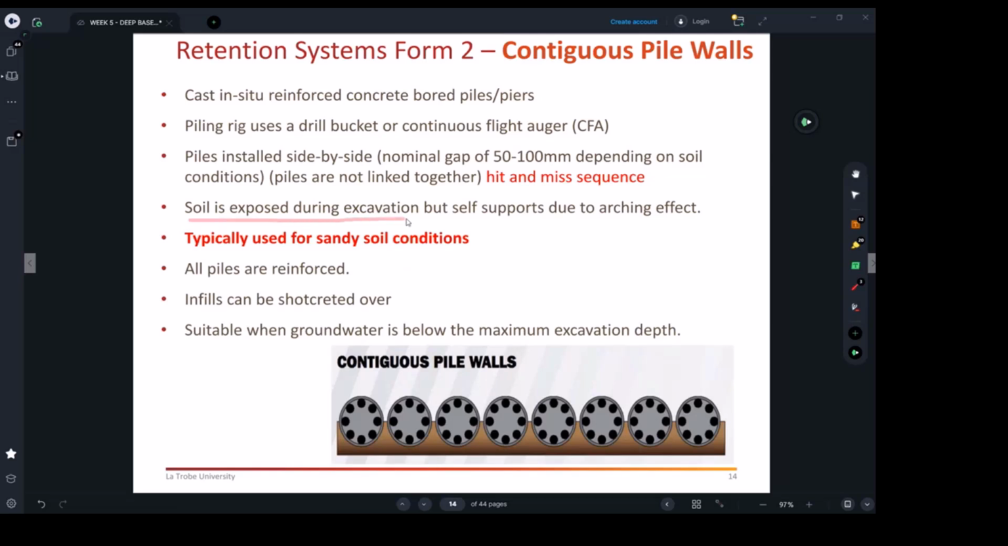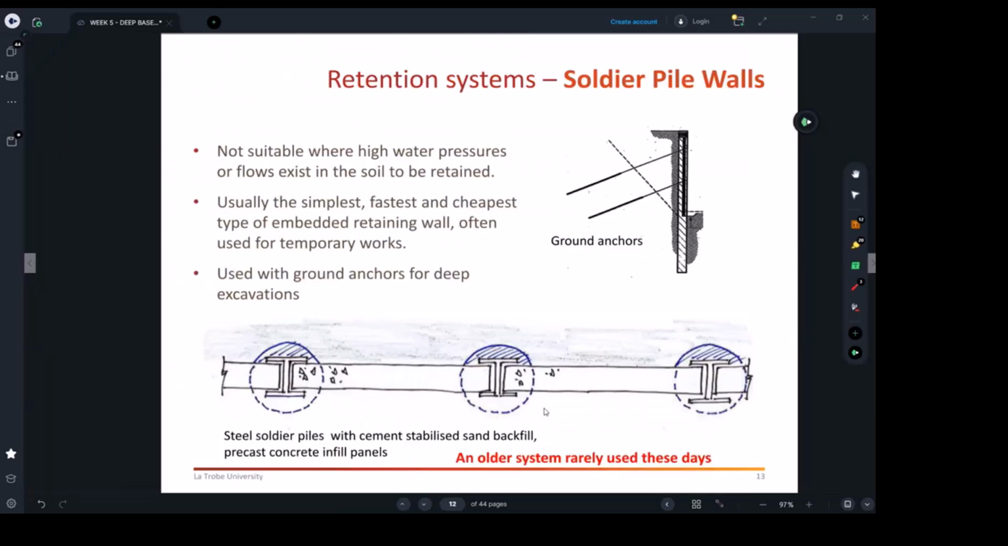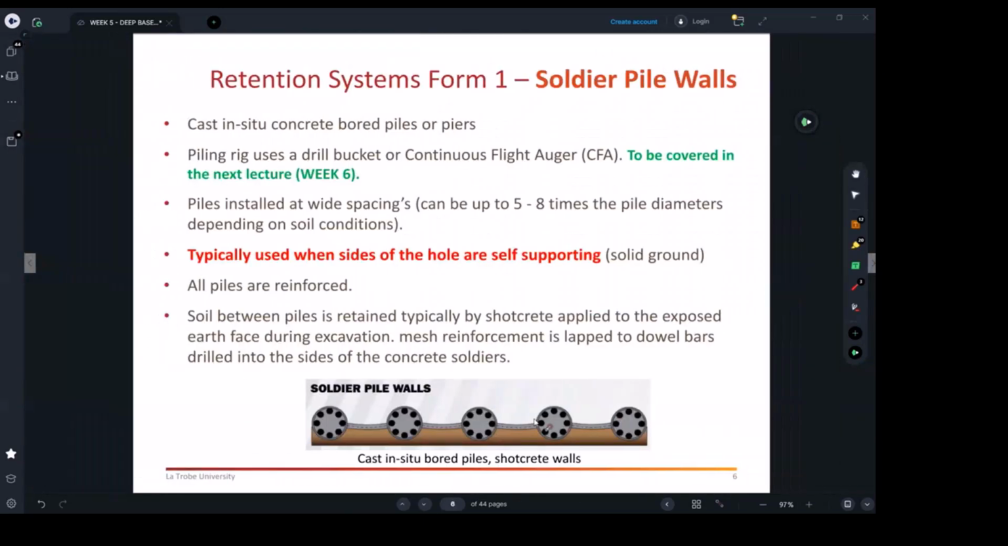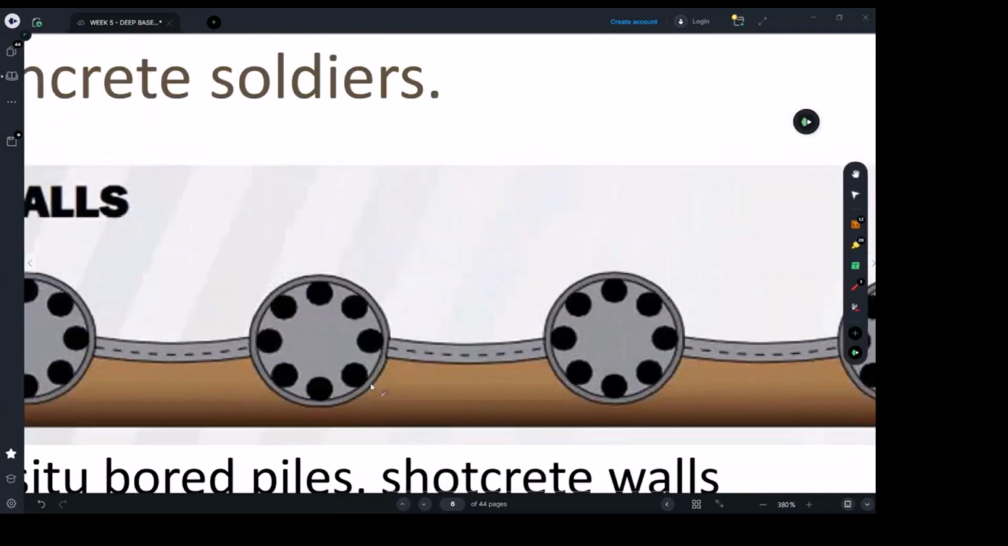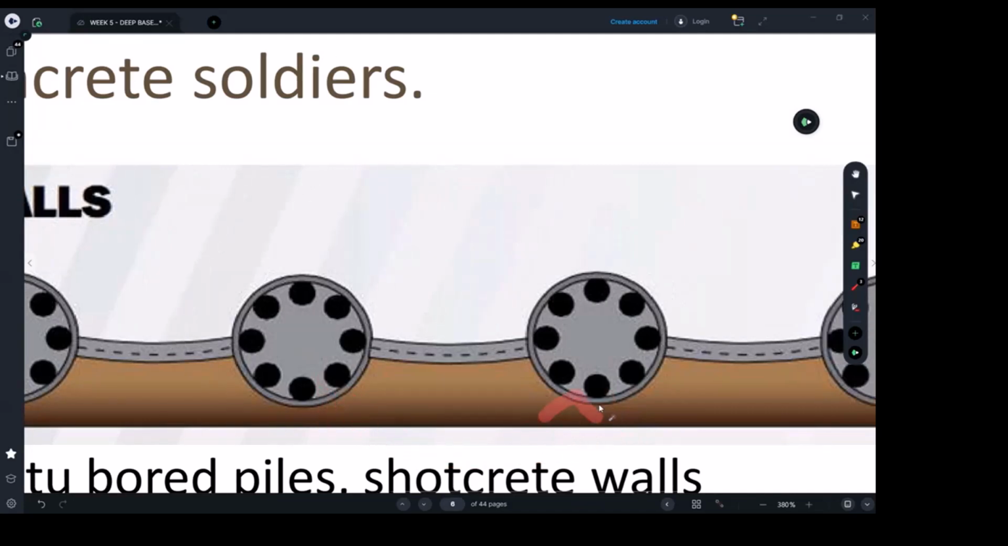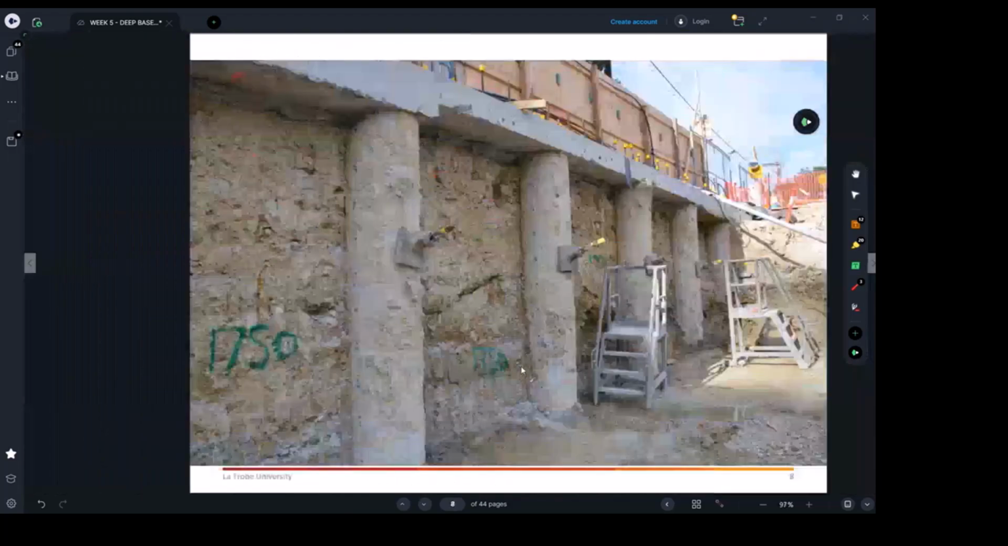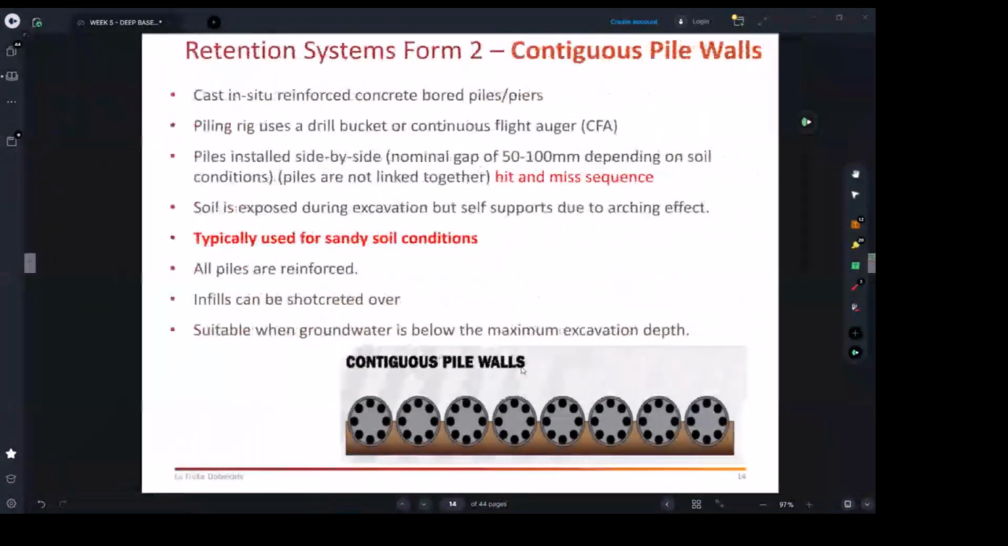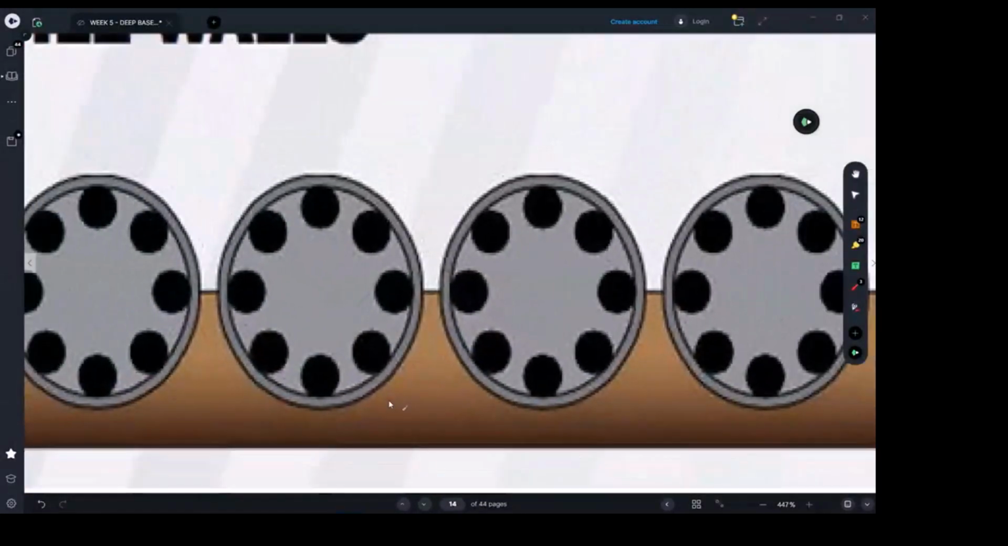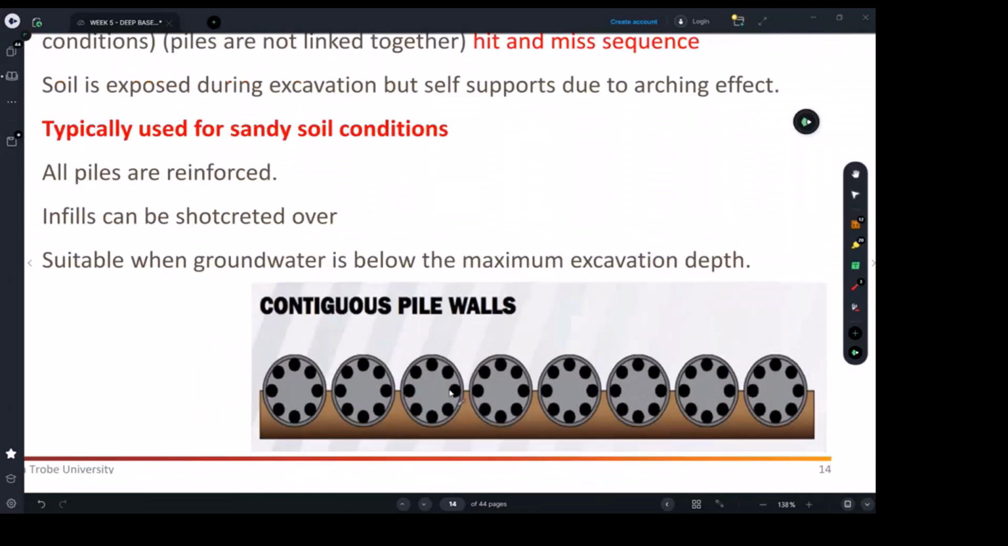So this small gap will be exposed during excavation, but self-supported due to arching effects. The arching effect is basically what I was talking about earlier. When I was telling you, it depends on the soil engineer to determine whether the soil is able to arch and bridge over the spacing. Same thing here. The soil engineer would determine that, within the 50 to 100 mil gap, the soil is able to arch through this little gap. So the same kind of concept.